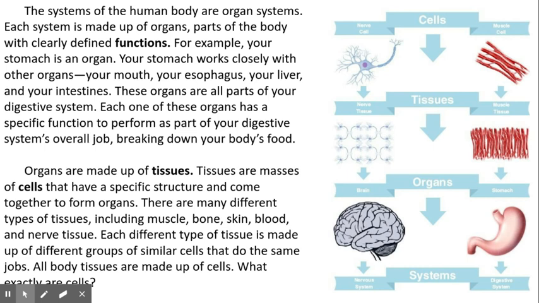Organs are made up of tissues. Tissues are masses of cells that have a specific structure and come together to form organs. There are many different types of tissues, including muscle, bone, skin, blood, and nervous tissues. Each different type of tissue is made up of different groups of similar cells that do the same job. All body tissues are made up of cells. What exactly are cells?